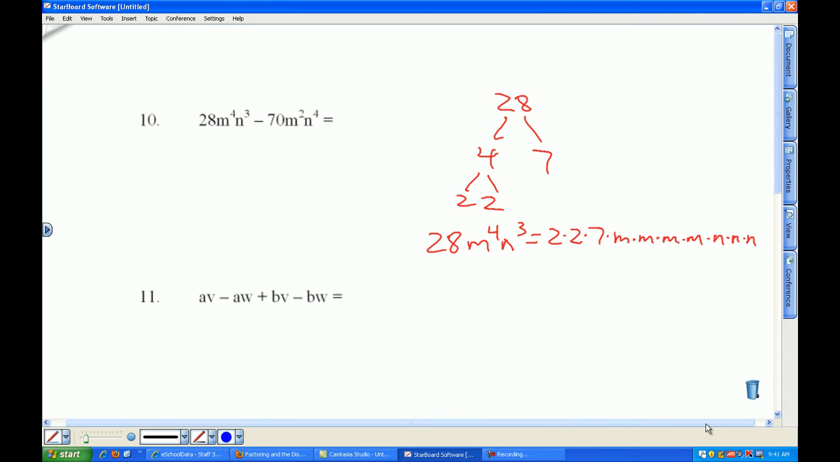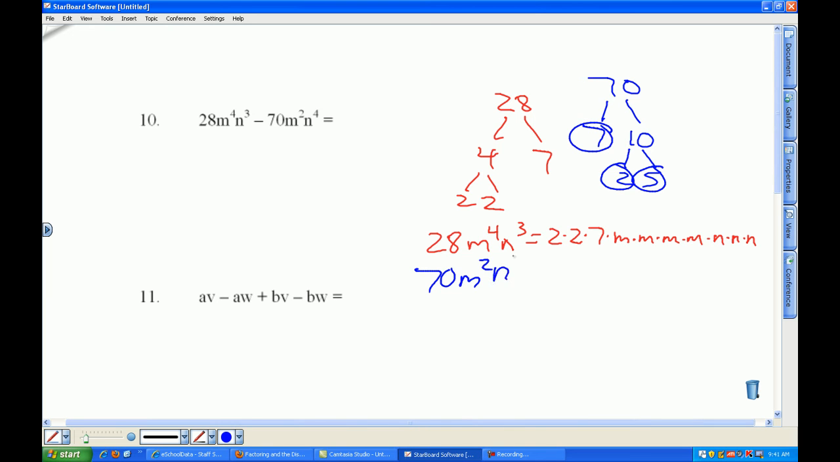And 70 is 7 times 10. 10 is 5 times 2, or 2 times 5, I guess. I'll write it like that. 2, 5, and 7. So 70 m squared n to the 4th is going to be 2 times 5 times 7. And then we have 2 M's. We have 4 N's. 1, 2, 3, 4.